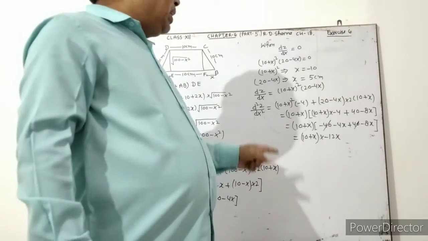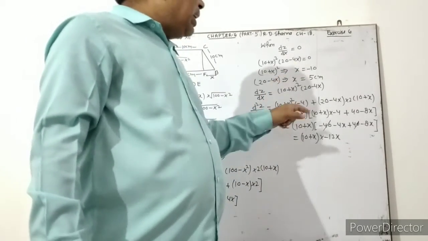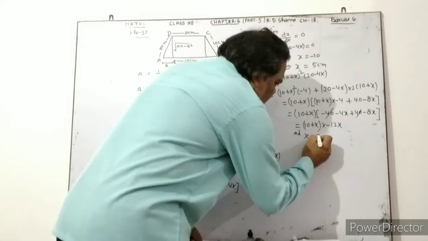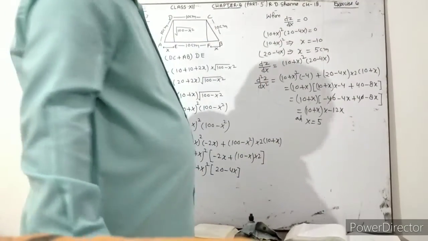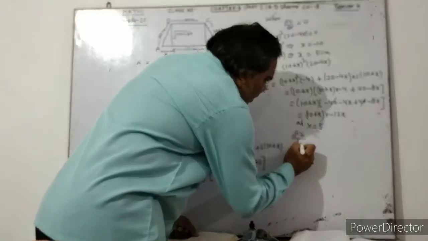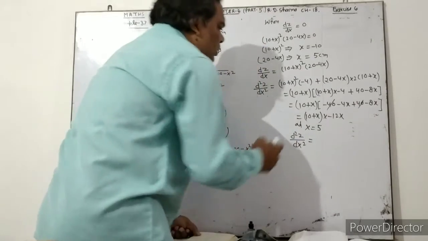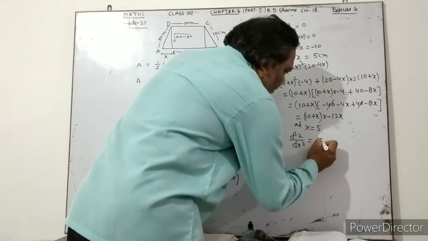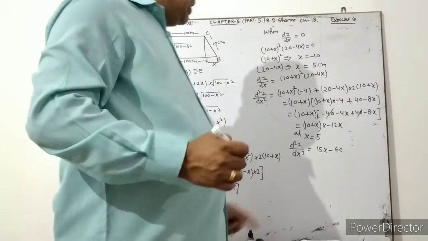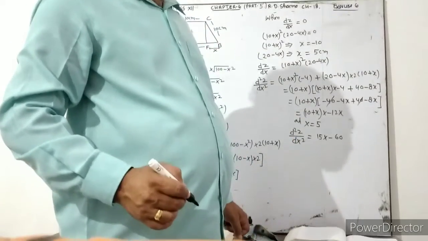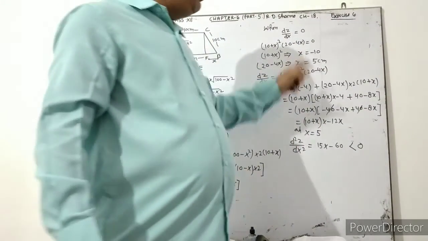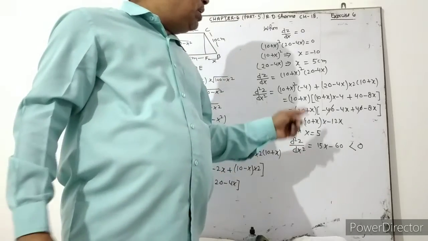At x equal to 5, the second order derivative, d2z upon dx square equal to, this is the 10 plus 5 is 15, and into this is the minus 60, minus 60. This is the negative. This is less than 0. This means x equal to 5 is the maximum.